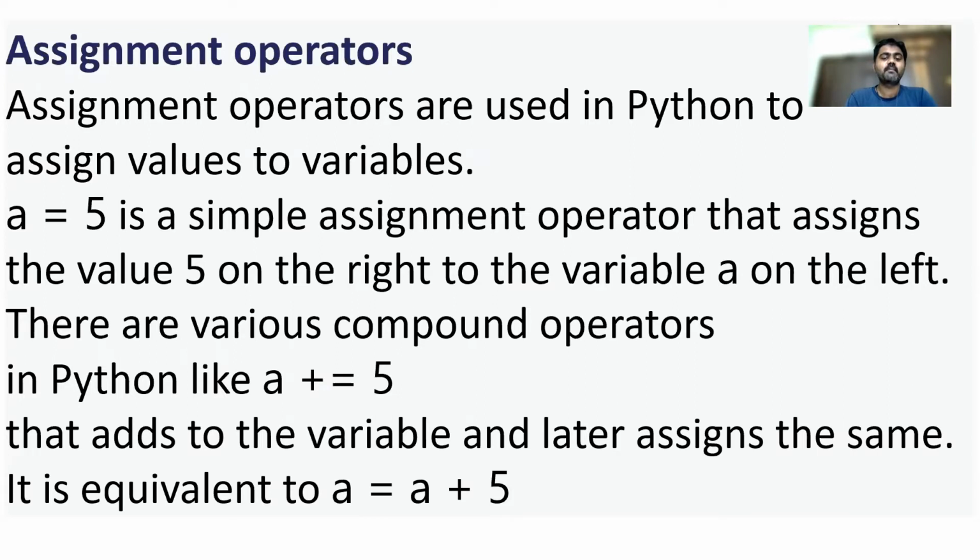There are various compound operators in Python like a plus equal to 5. So what does it mean? These compound operators are nothing but a equal to a plus 5. So it's a shortcut of writing a equal to a plus 5. That adds to the variable and assigns the same. It is equivalent to a equal to a plus 5.